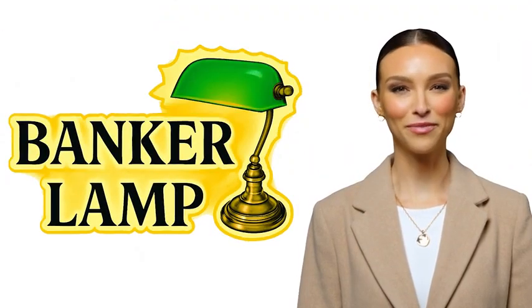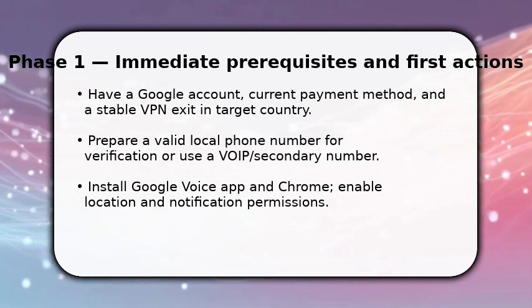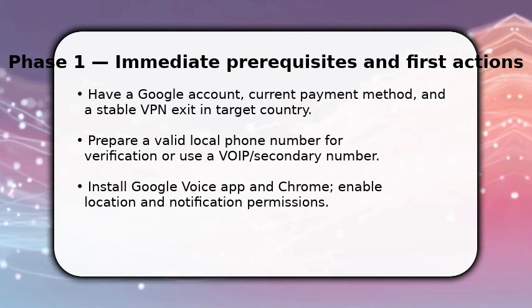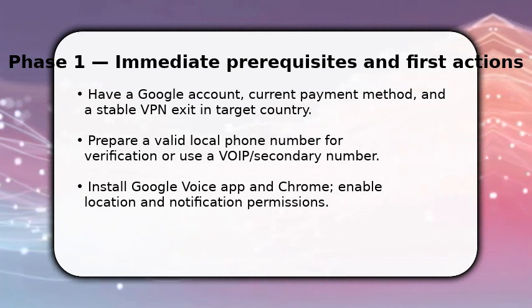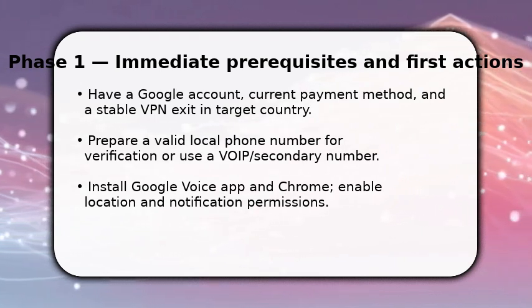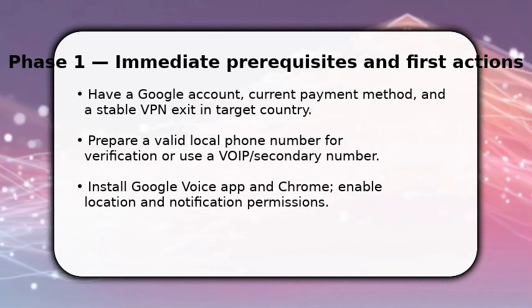Please enjoy the video. You begin with essentials: a Google account, a working payment method, and a VPN endpoint in the country where you want a number. Next, make sure you have a local phone number for verification. This may be a prepaid SIM or a trusted VoIP line. The why is simple. Google needs a reachable verification target.